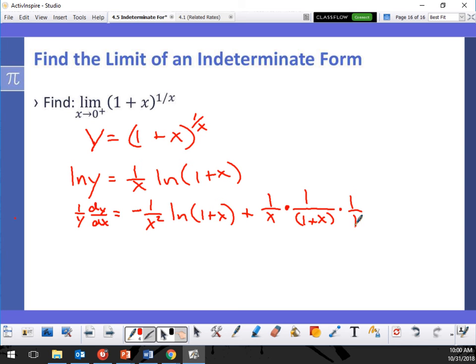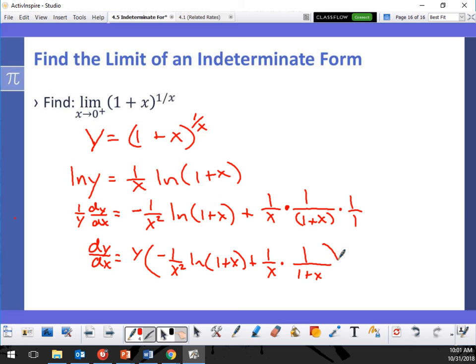Okay, so now from here, I now have this, and I can go ahead and try to do some of this. So dy dx is equal to y times the quantity of negative 1 over x squared ln of 1 plus x plus 1 over x times 1 over 1 plus x, right? And that is right here. So I have that much information right there, and let's go through and take care of that.